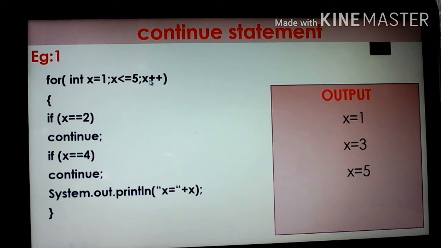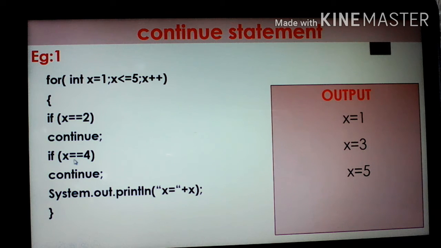So the control comes here, x plus plus. Now the value of x is equal to 4. 4 less than or equal to 5, the condition is true. So we are entering into the loop. So 4 equal to 2, the condition is false. So we come here, if x equal to 4. In this case 4 equal to 4, the condition is true. So the control comes to the continue statement. If the condition is true, we are directly coming to the following statement. Otherwise we are skipping this statement and coming to the next statement.